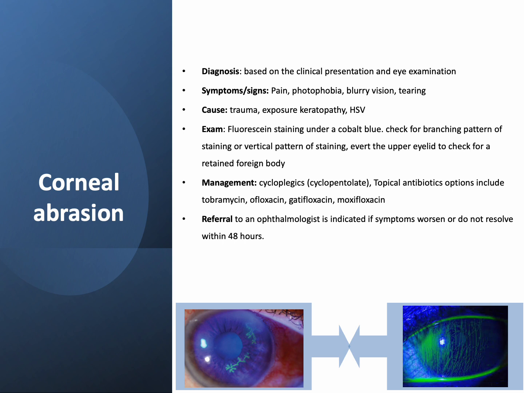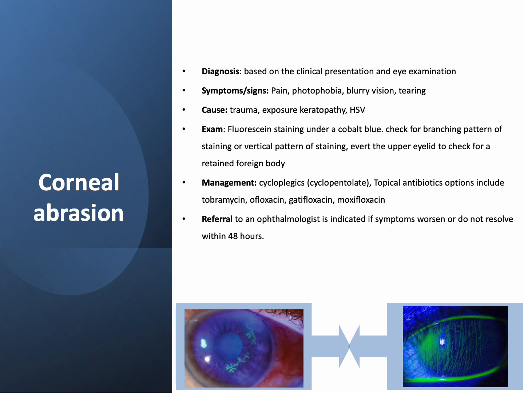So next on is the corneal abrasion. Most commonly it comes in pediatric age, usually trauma with hand or fingernail. Our diagnosis is based on clinical presentation, history of trauma, and eye examination. Patients come with pain, photophobia, tearing, blurry vision, redness.